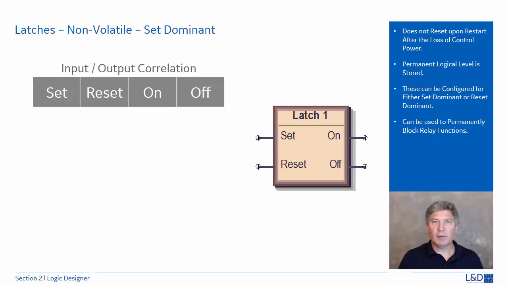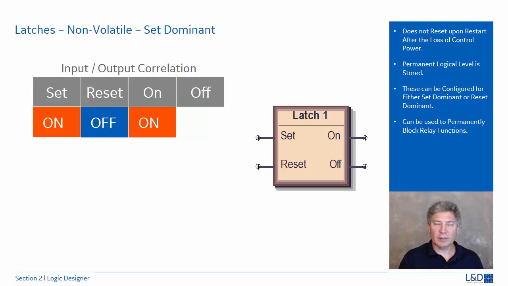Let's review the truth table for a set dominant non-volatile latch. If the set input is set to on and the reset input is set to off, then the output on is on and the output off is off.